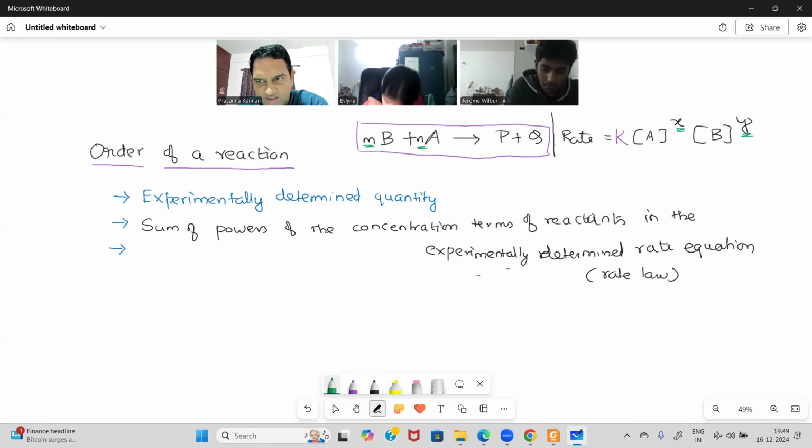And how do we determine X and Y? We determine them solely experimentally. What do you mean by experimentally? We keep the concentration of a particular reactant the same and change the concentration of another reactant and check how it affects the rate. Based on that, we'll be able to calculate the order of a particular reactant. Is that clear? Okay, good.